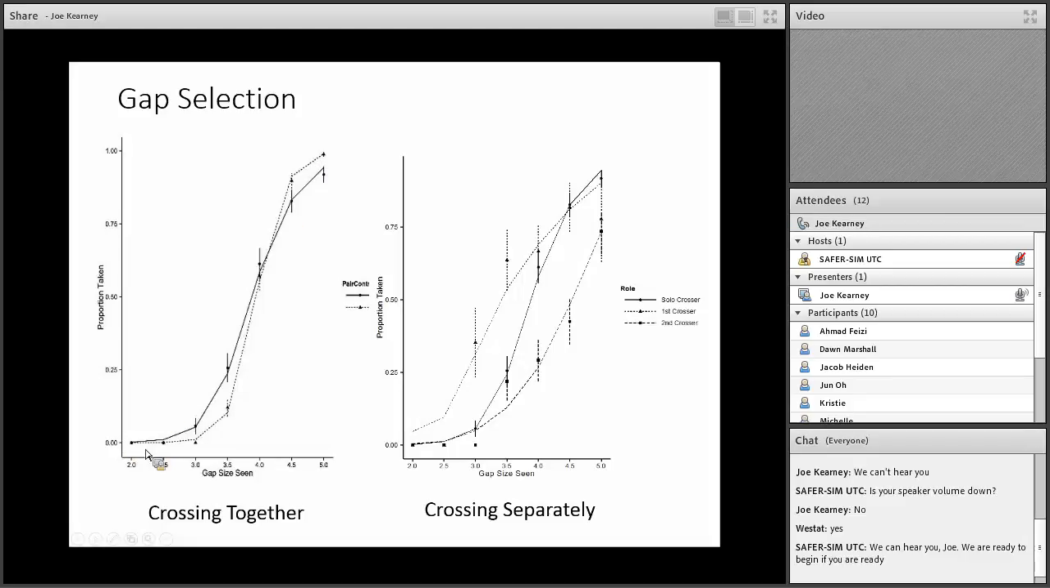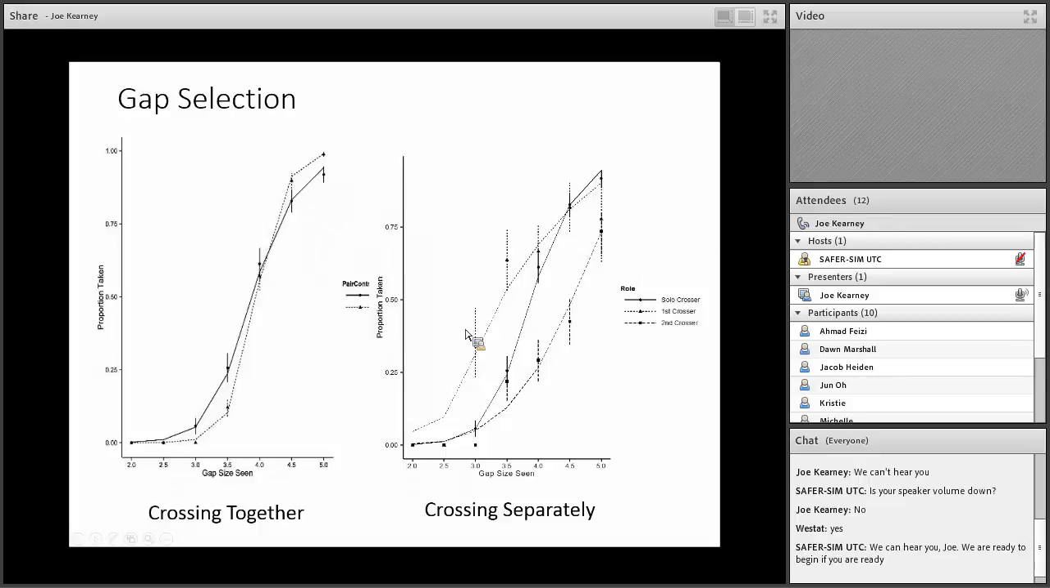This graph is a logistic regression curve. It shows for the different gap sizes that were presented what the likelihood is that they would take that gap. So when gaps are small, they're very unlikely to take or never take. When gaps are large, they're likely or always take. What you'll see here is that the primary difference in these curves is the selectivity of the pair. They were more likely to pick big gaps and less likely to pick small gaps than were the solo individuals.